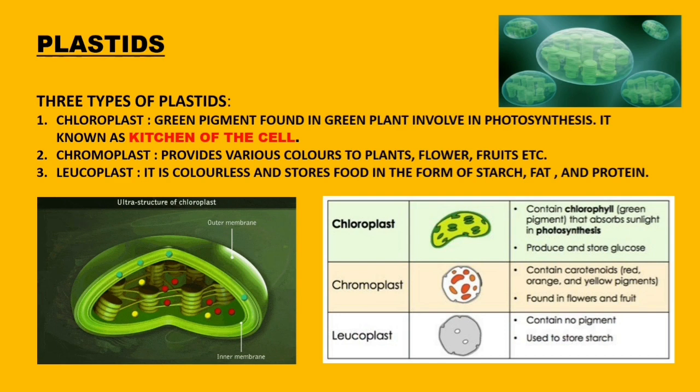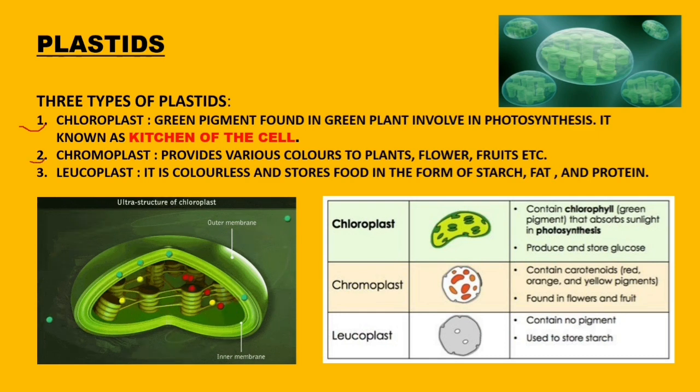Chloroplast. These are green pigments found in green plants and involved in photosynthesis, so it is known as the kitchen of the cell. Chloroplast is bounded by a two-unit membrane, having grana and stroma. Grana are membrane-bounded sac-like structures found in a stack containing chlorophyll molecules. Stroma is the matrix inside the chloroplast, which contains photosynthetic enzymes and starch grains. Granum is the site of light reaction during photosynthesis, while stroma is the site of dark reaction. Chlorophyll pigment responsible for photosynthesis is present on the granum surface.